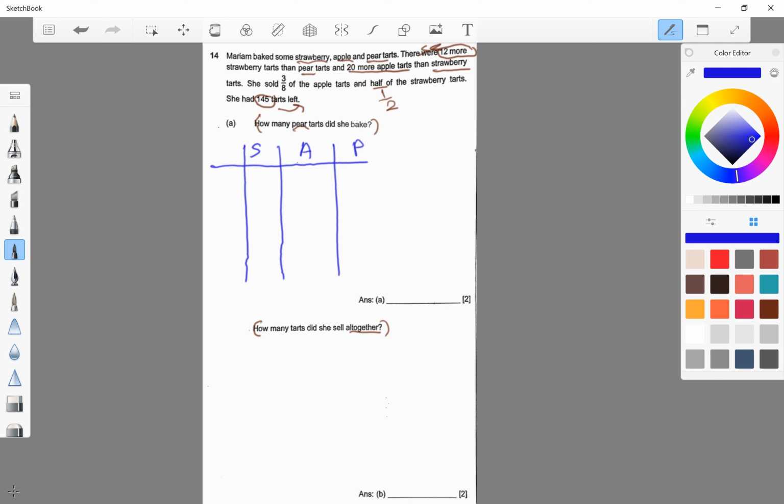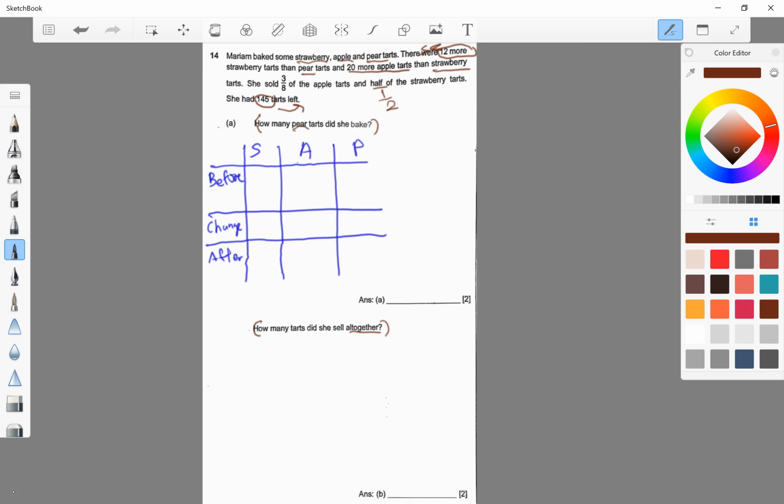So once you are proficient in the method itself, you can actually write B for before, C for change, and A for after. So very simple, before, change, after. So how should we proceed? It said that 12 more strawberry than pear. So we can actually understand that the pear must be the least.